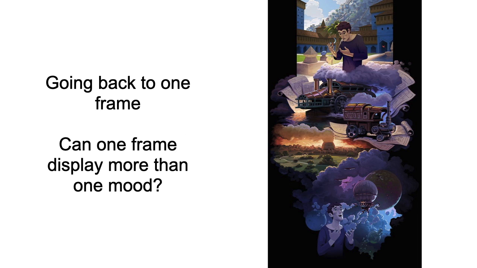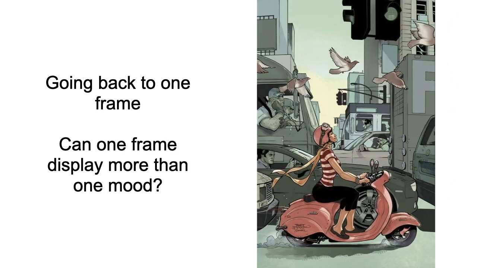Going back to one frame, can one frame display more than one mood? Absolutely. Have a look at this image here. The color in the background all has that same sort of tone, except for the main character. The mood in the background generally has this rushed, oppressive kind of feeling, but the character herself is happy, the birds are flying, they're symbolic of her freedom, the colors are joyful. Look at the body language of all the characters in contrast to her.